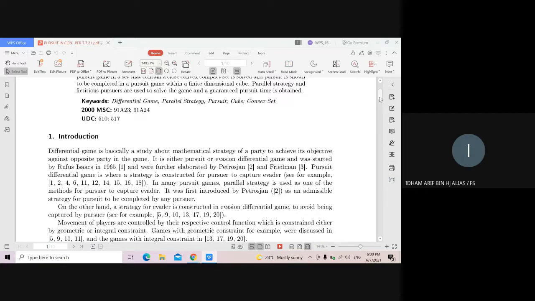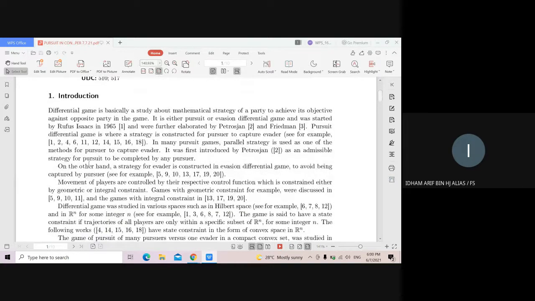Players in the game cannot move if they don't have a control. Control is like engine for them to move. So this control function also has limitation, which we call as constraint. There are two types of constraint. A geometric constraint usually will limit the speed of the players, while integral constraint usually will limit the resource of the players, such as energy. And there are some examples of the works involved.